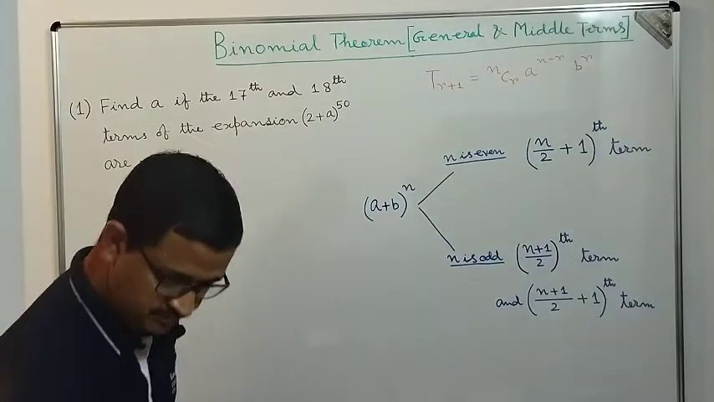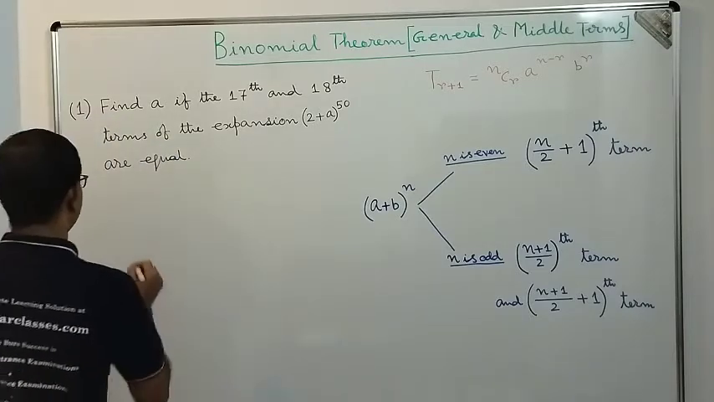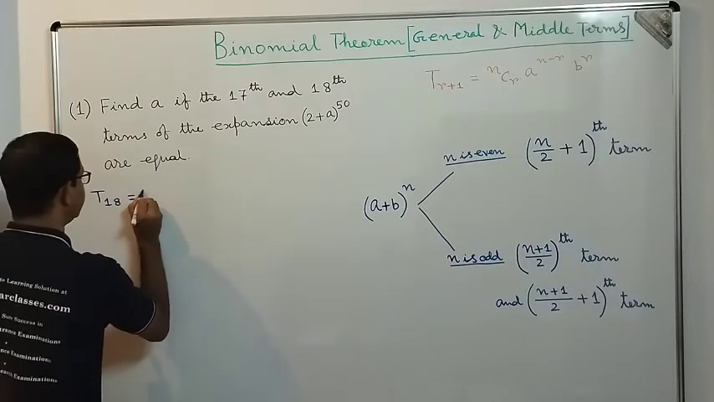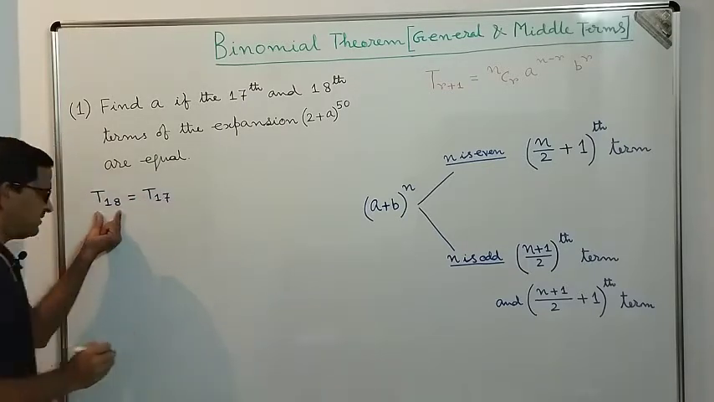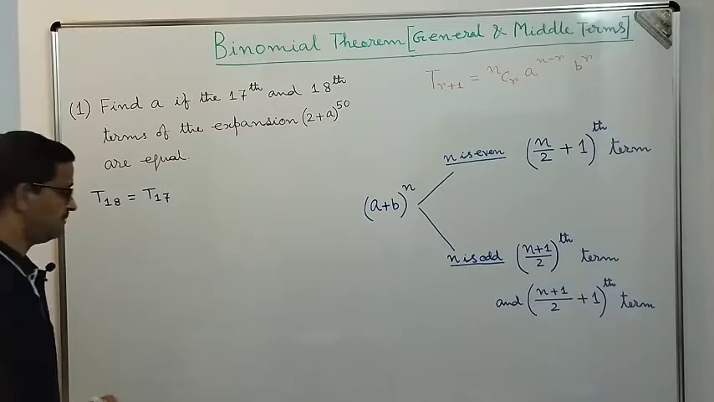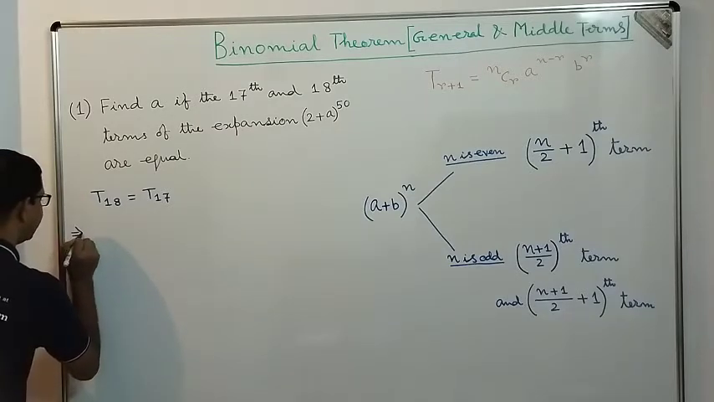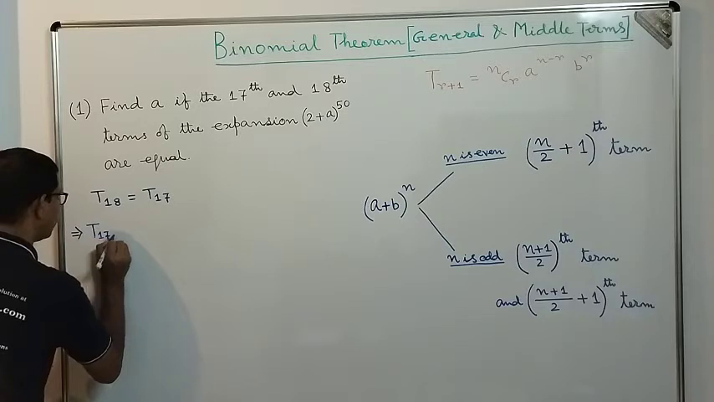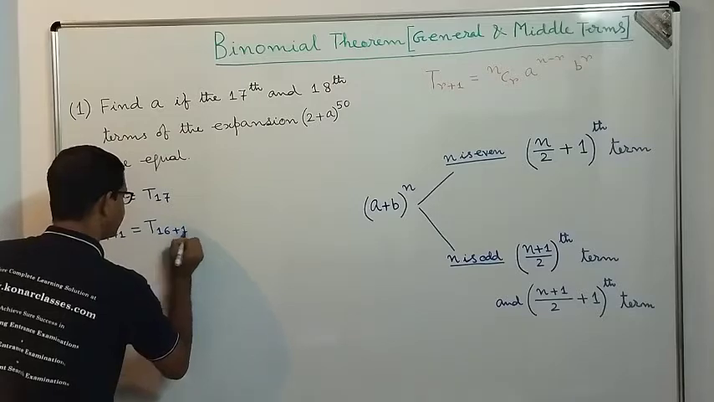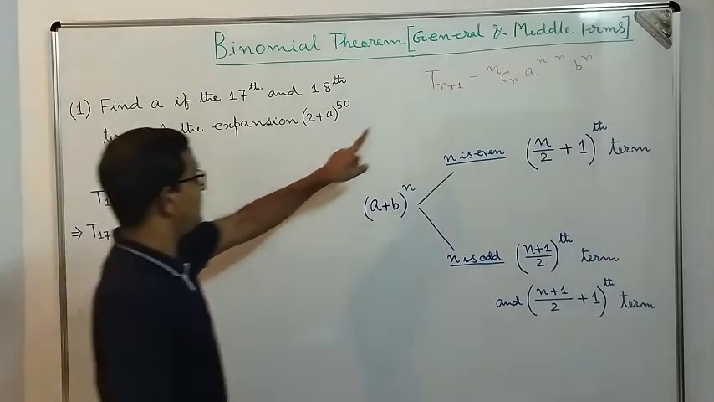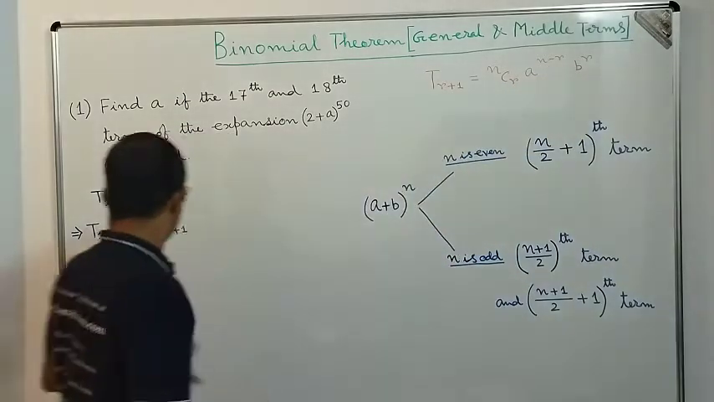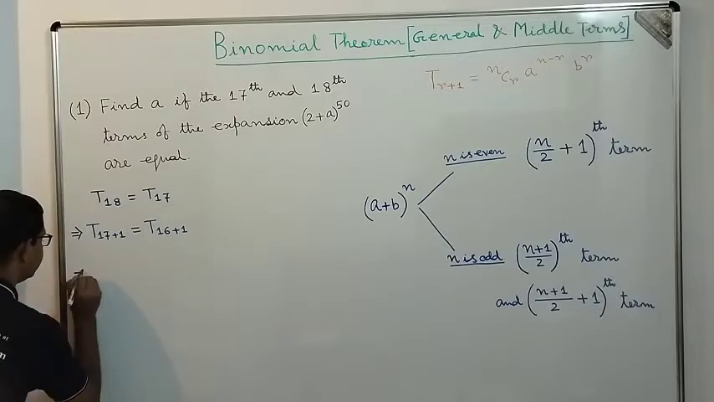So, now according to this question, we see that T18 is equal to T17. T18 is the 18th term and T17 is the 17th term. According to the question, these two terms are equal. So, now how to compute this one? T18, that means T(17+1), is equal to T17, that means T(16+1). Now, dear students, we know that T(r+1) is equal to nCr into a^(n-r) into b^r. So, how can we find the value of T(17+1)?